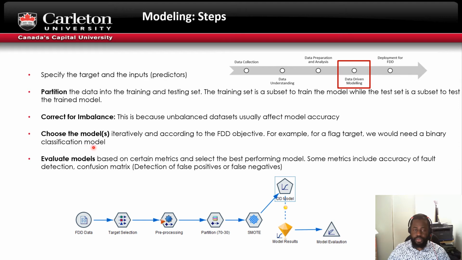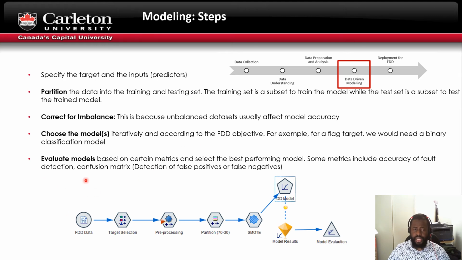Then we choose the model, right? So based on the understanding of the data, we can define the objective for the fault detection. And if, for example, we have a binary target, we know we're going to try to use a binary classification model. So we choose the model based on the FDD objective.